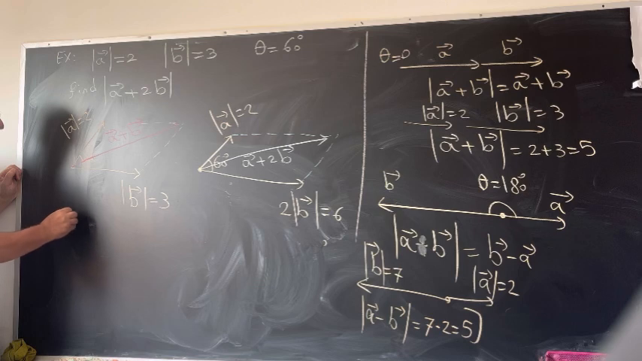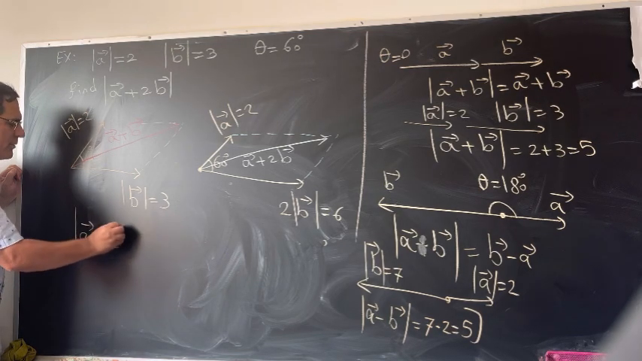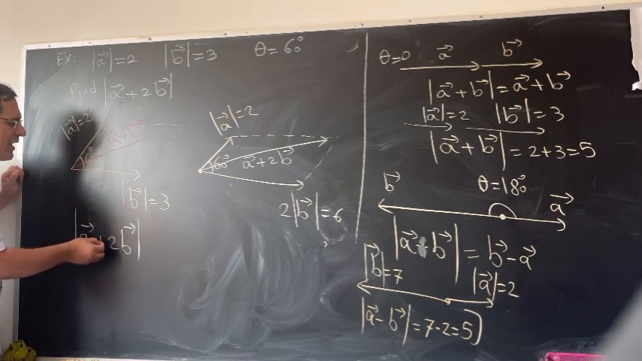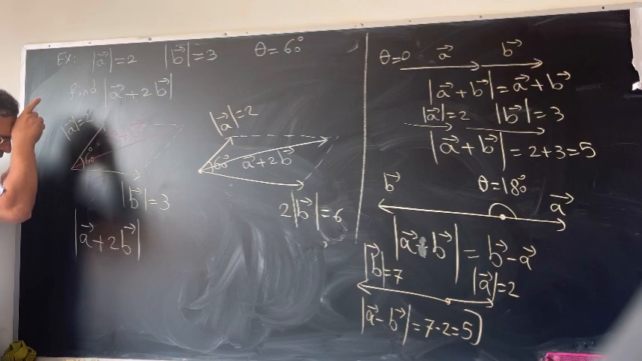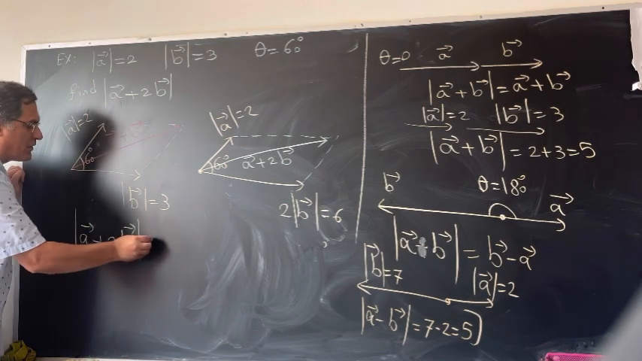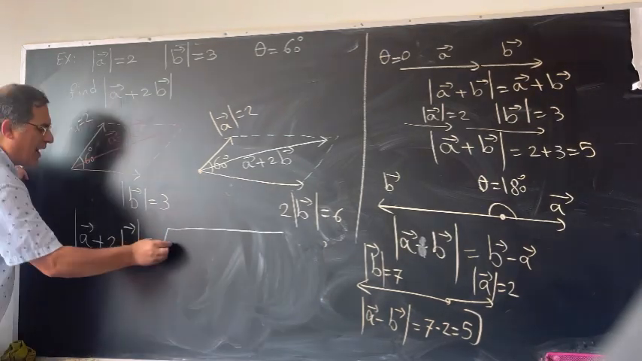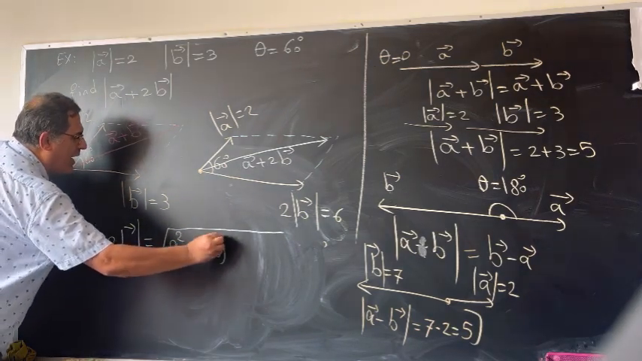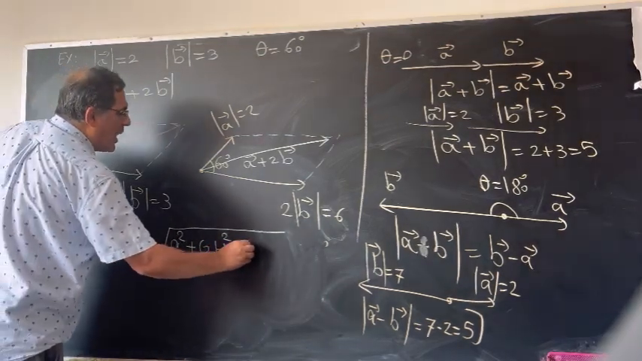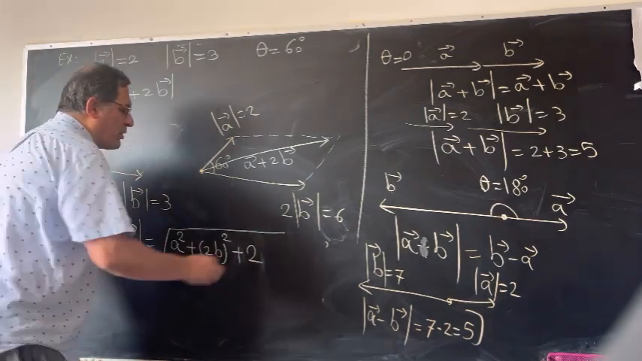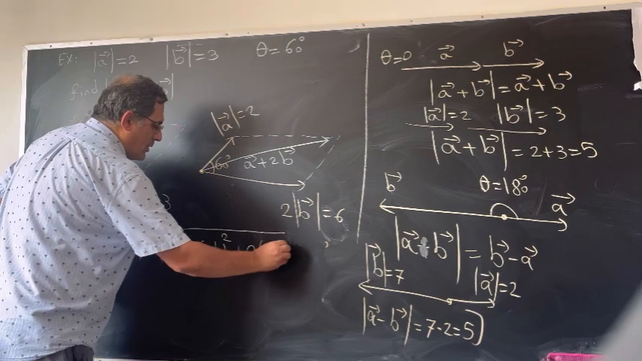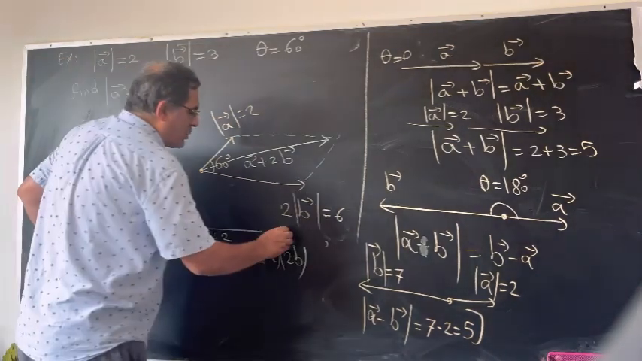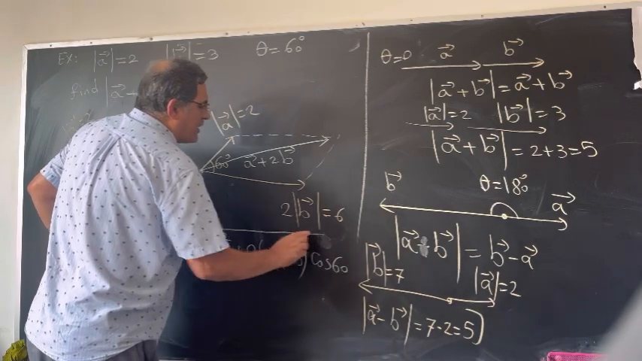So, what is the main formula for the addition or resultant of two vectors? The magnitude of A plus 2B is radical of: first vector squared, plus second vector squared, plus 2 times first vector times second vector times cosine of the angle between the two vectors.